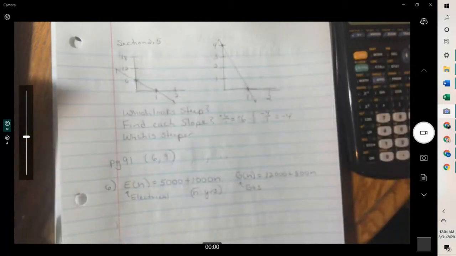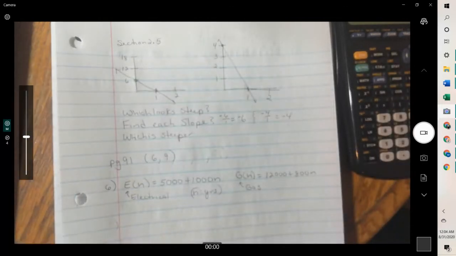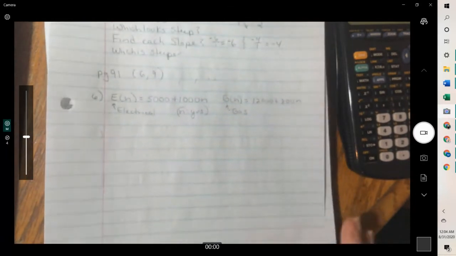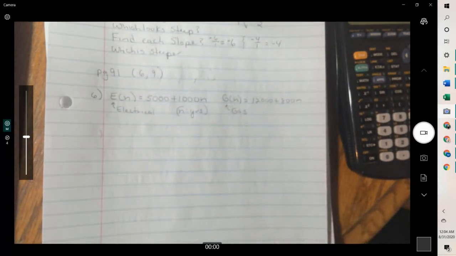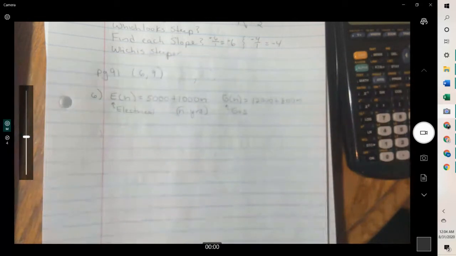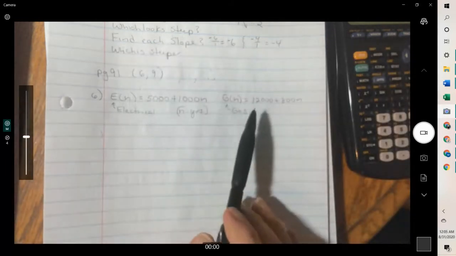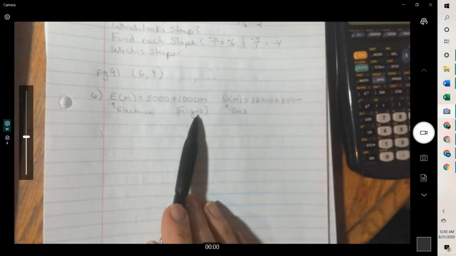Okay, for the next two, they're a story problem. So I was just going to read them, but I did write the start of the problem. Number 6, it says, suppose the equation E of n equals 5,000 plus 1,000 n and G of n equals 12,000 plus 800 n gives the total cost of operating an electrical E versus a gas G heating and cooling system in a home for n years. So this is our electric cost, this is our gas, and this n is years.